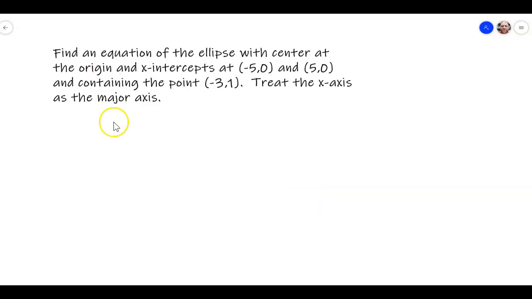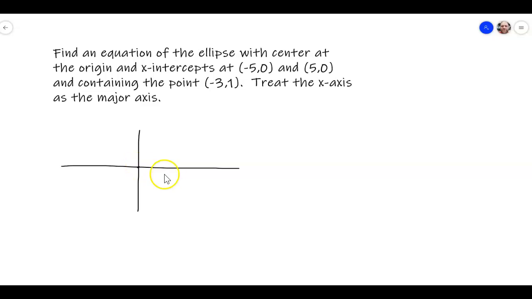So it says find an equation of the ellipse with center at the origin and x-intercepts at (-5, 0) and (5, 0), and containing the point (-3, 1), and we're going to treat the x-axis as the major axis. So what does that mean? It means that if we have an ellipse, the major axis is the x-axis, which means that this thing is being stretched horizontally along the x-axis.